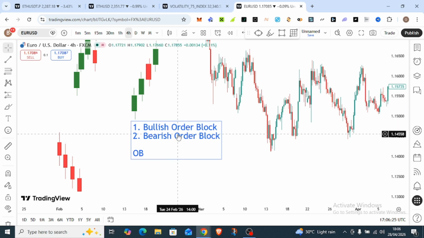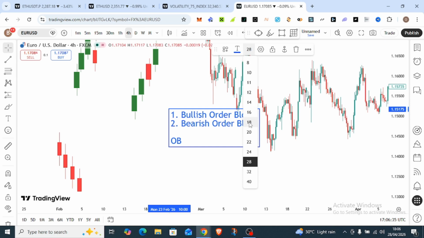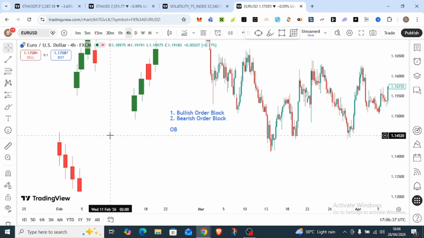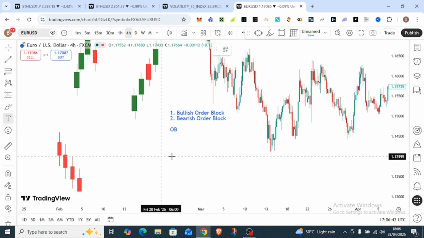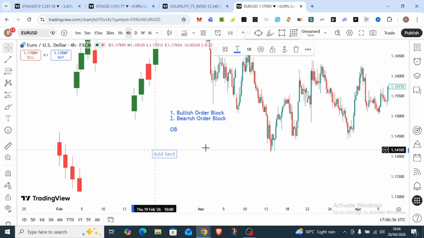By the end of this video, you are going to learn how to identify valid order blocks. But before that, let me state the rules you need to follow while identifying order blocks. These rules will guide you and make it simple so that you can easily identify an order block.